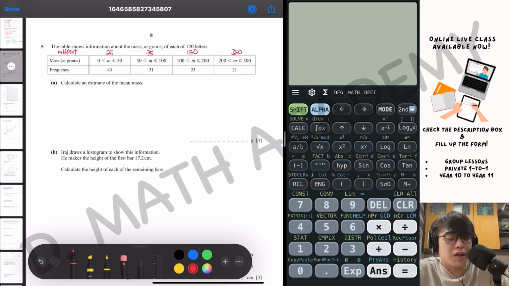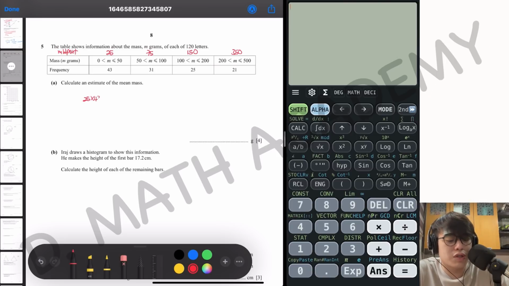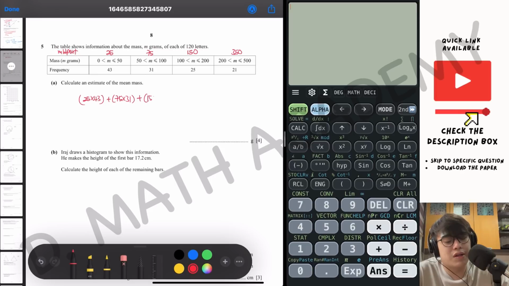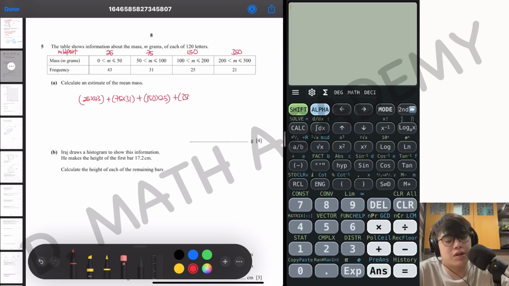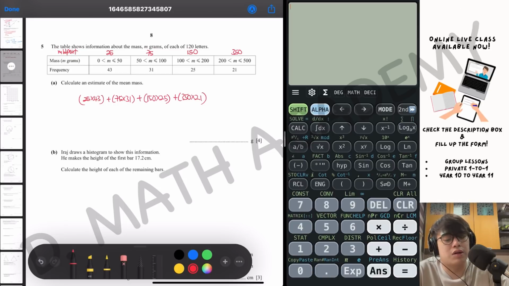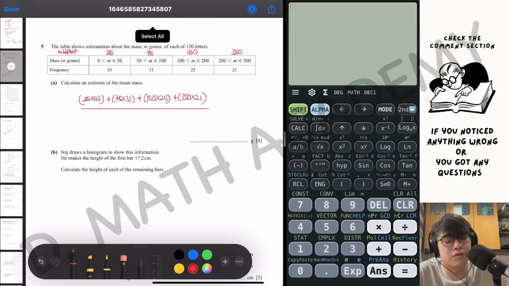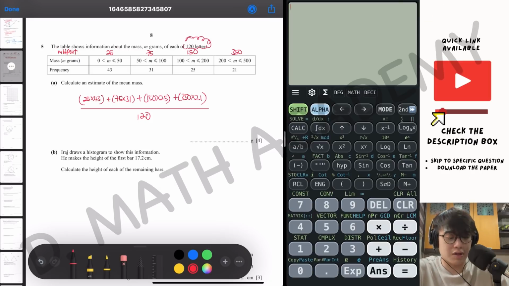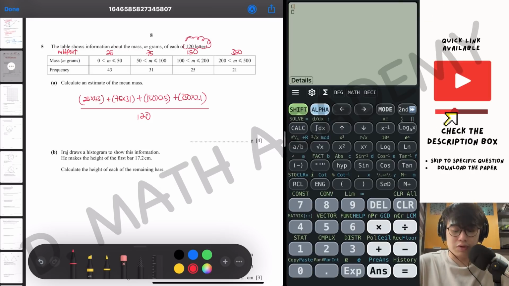So to calculate the mean, take the midpoint times 43. This is the first one. Then 75 times 31, 150 times 25, 350 times 21. Divide this entire thing with our total frequency of 120. You don't have to calculate this because it was given by the question up here. So just run your calculation.